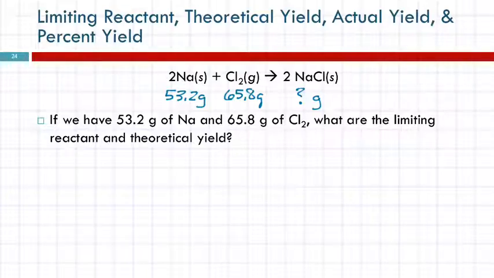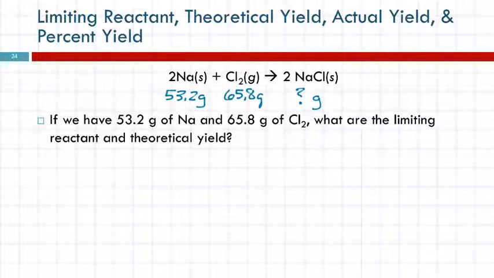So the idea here, just like with the pancakes, is we take the mass of sodium, we figure out how much product we can make. We take the mass of chlorine, we figure out how much product we can make. And whichever gives us the smaller number is how much we can make. So the overall pattern here is grams to moles to grams.